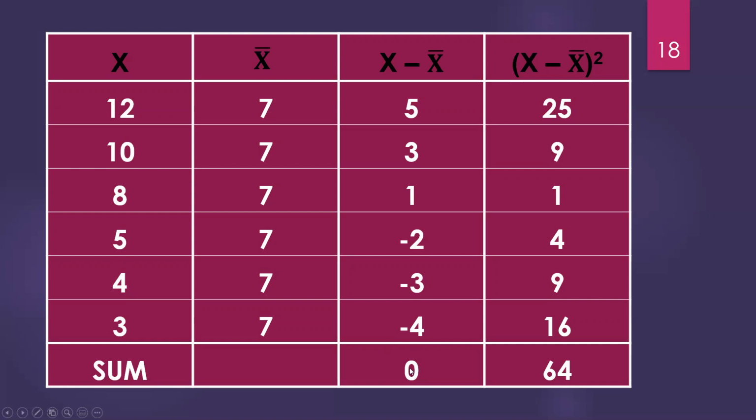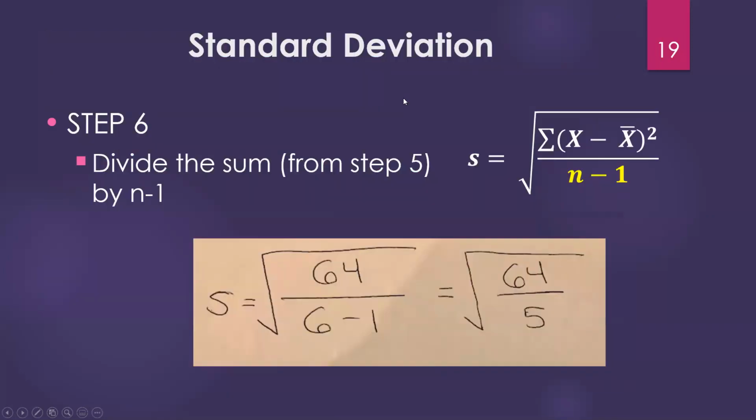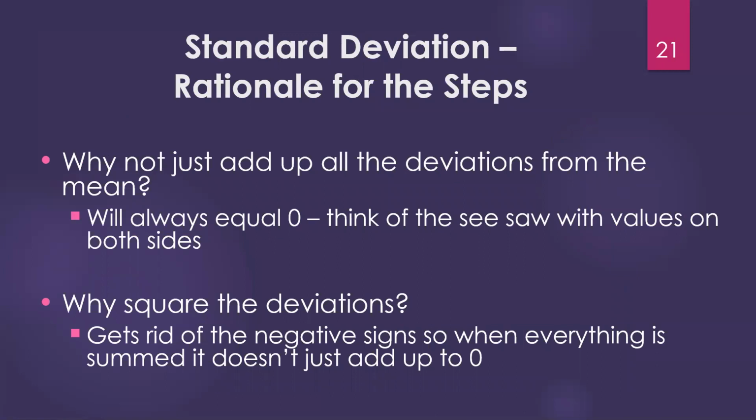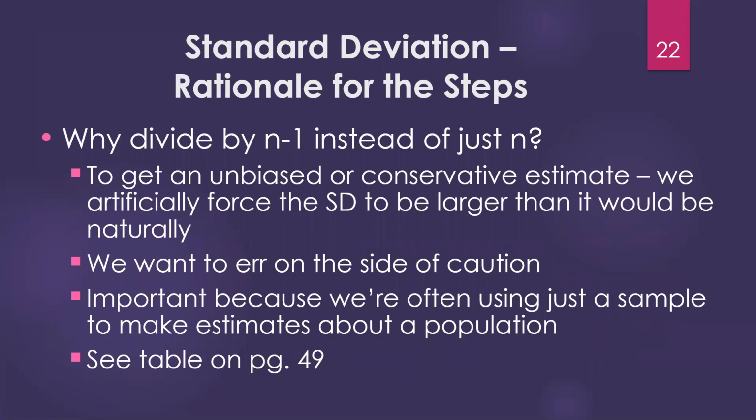And so the reason then that we square all of these values is to get rid of these negatives. We kind of then later undo that square by doing the square root, right? So we square it to get rid of the negatives and then do the square root to put it back into the original values, if you will, or the original scale. So that squaring the deviations gets rid of the negative signs. So when everything is summed, it doesn't just add up to 0.